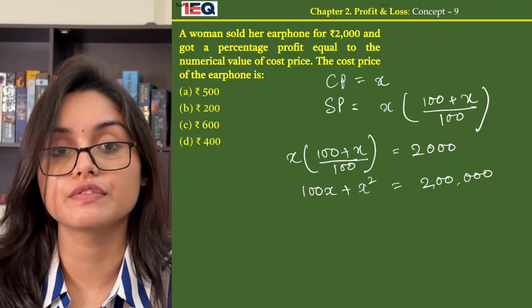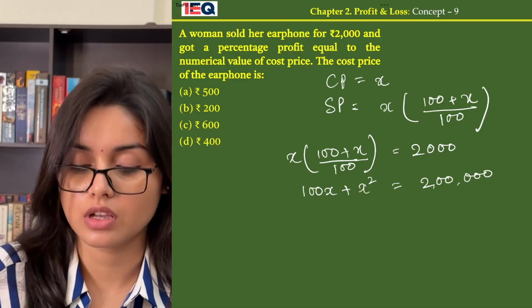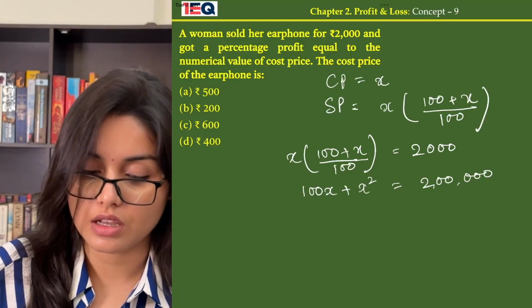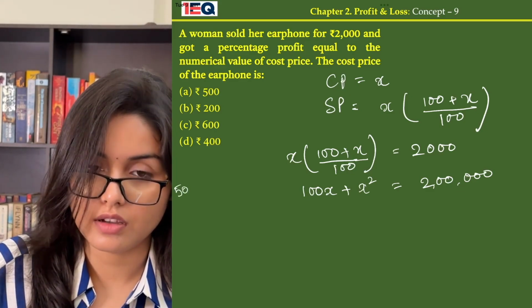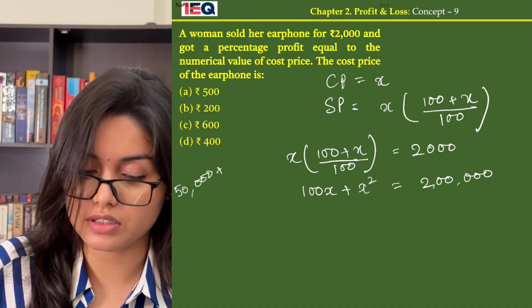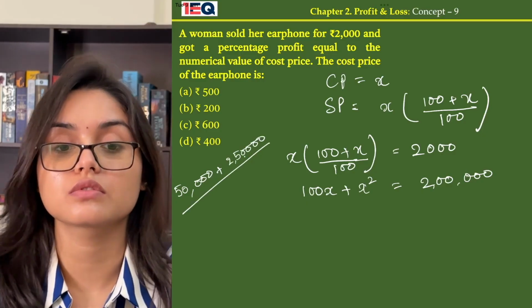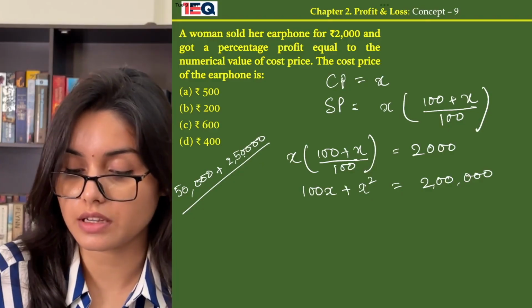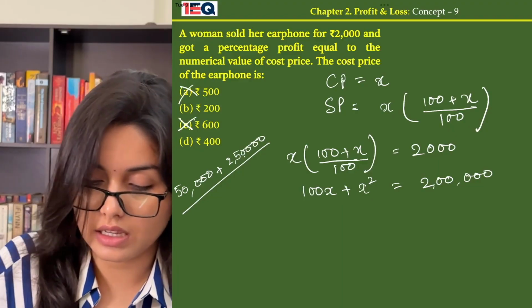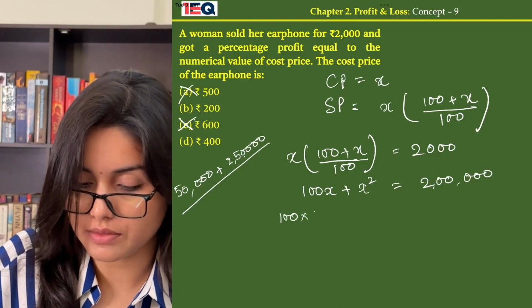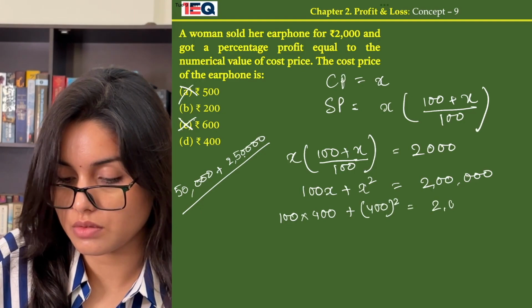Now, instead of solving further, we could use the options given, put them in place of x and see if both sides match. Let's start off with 500. So 100 into 500 is 50,000. 50,000 plus 500 square is 3,00,000. Now the total is equal to 3 lakh, which does not match the other side. So if 500 is not an option, 600 will also not be an option. Let's check for option D. 400 square equals 2 lakh.